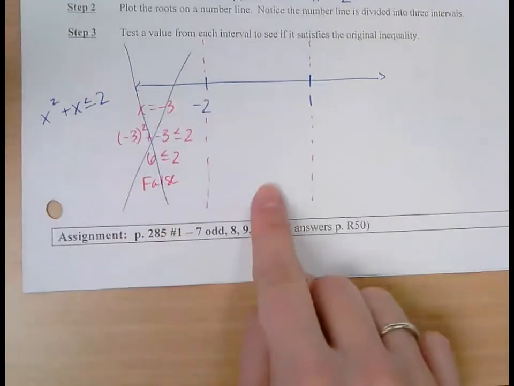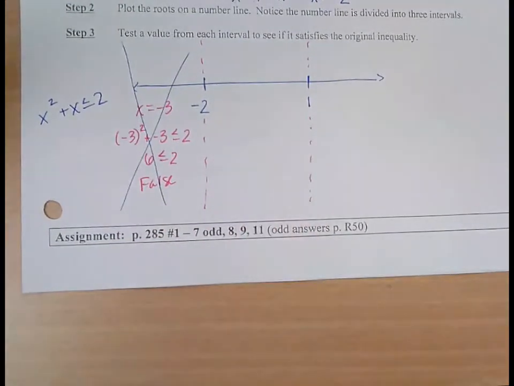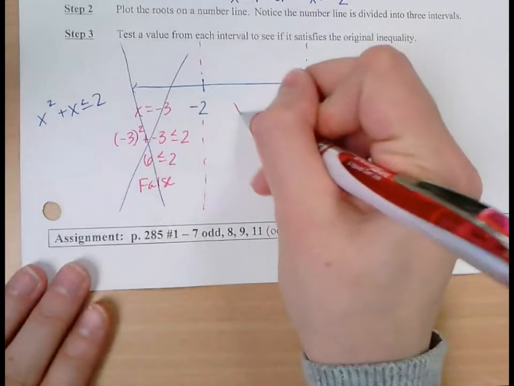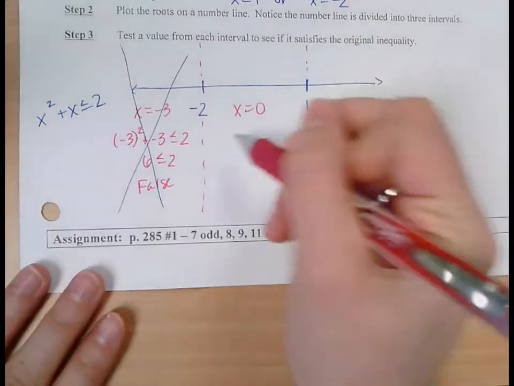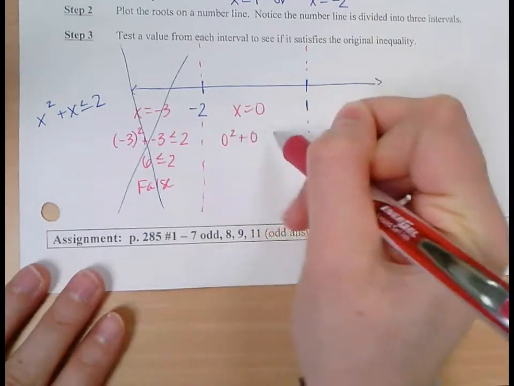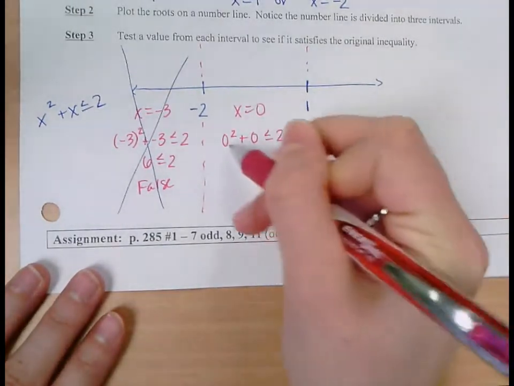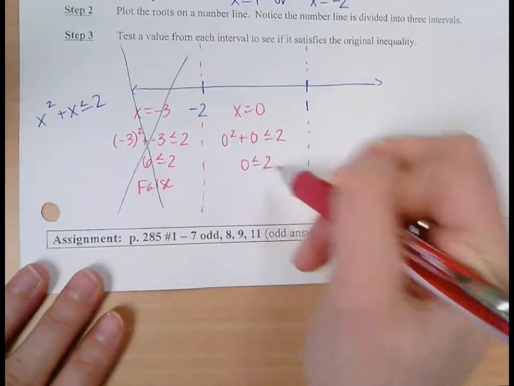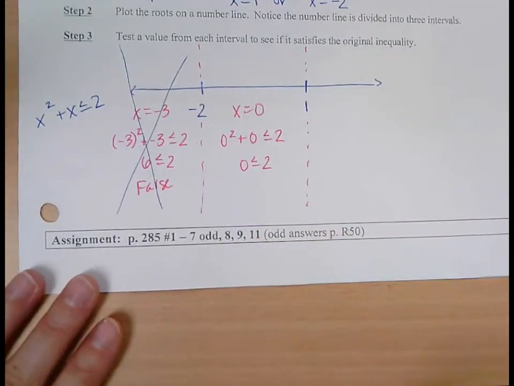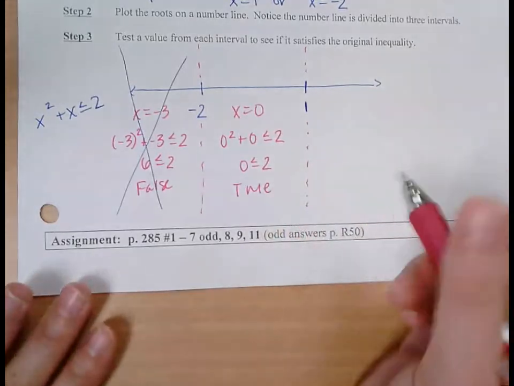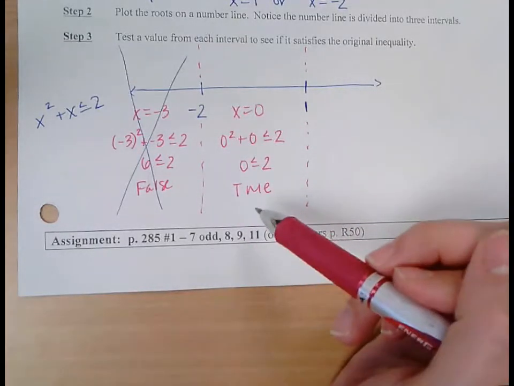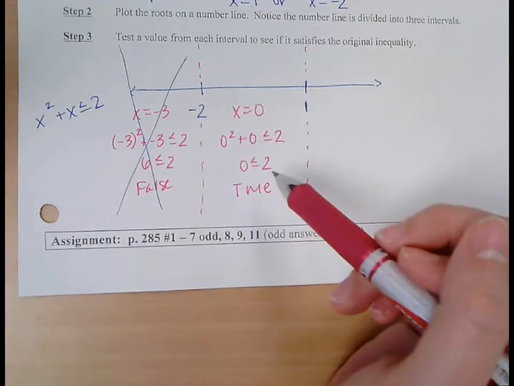Okay, then I move on to the next one. Go on to the middle. What's a number between -2 and 1? 0. So I have 0 squared plus 0. That would just be 0 is less than or equal to 2. That is true. So I do have solutions in this interval. So I'm going to come back to that.